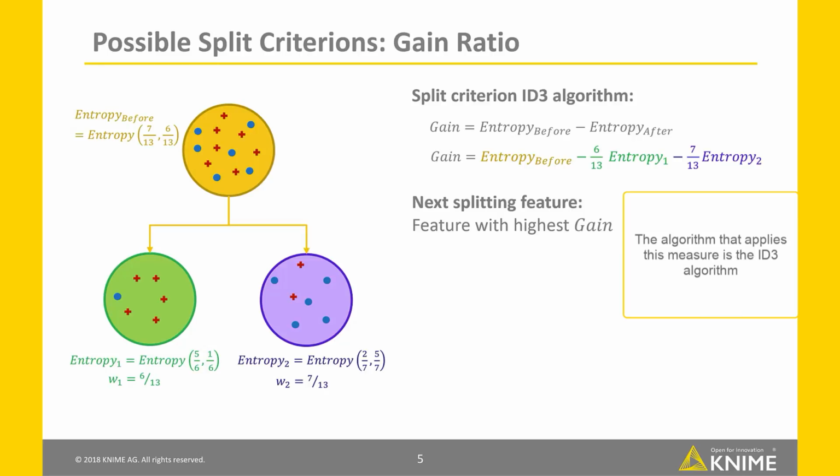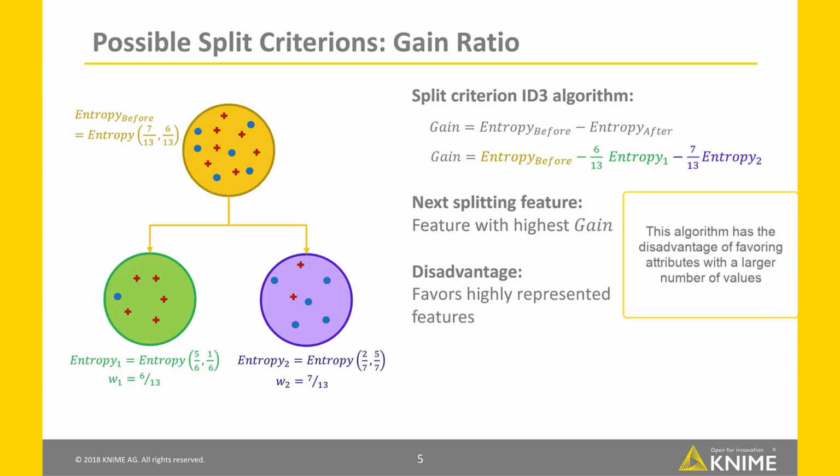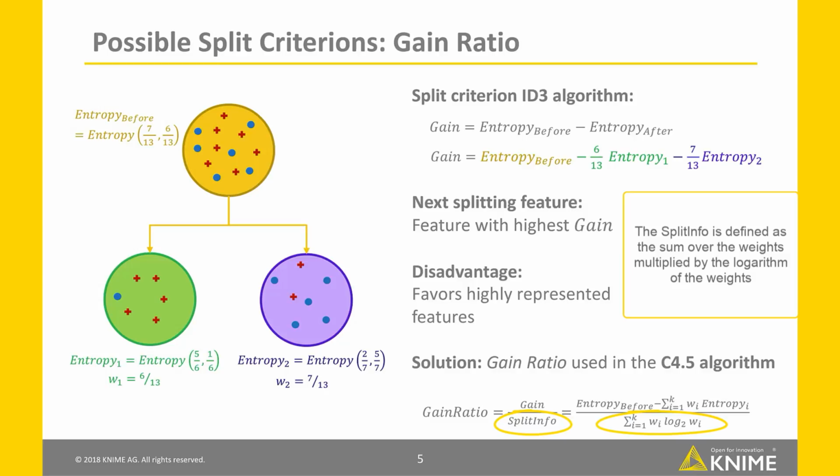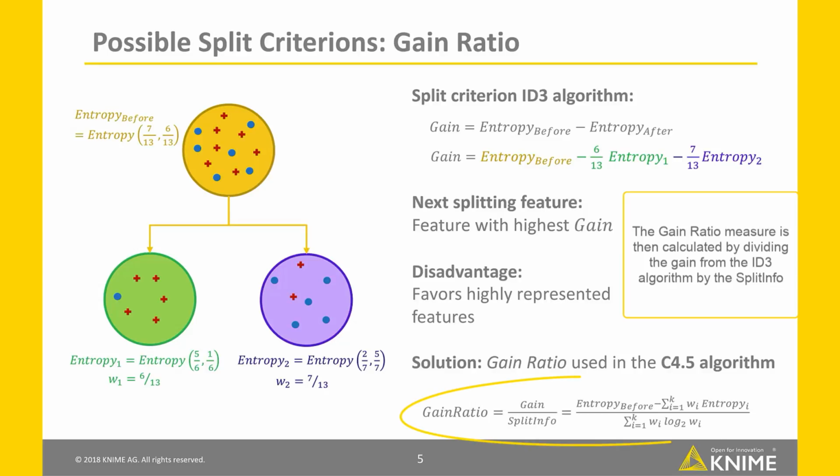The algorithm that applies this measure is the ID3 algorithm. This algorithm has the disadvantage of favoring attributes with a larger number of values. The gain ratio measure, used in the C4.5 algorithm, solves this problem by introducing the split info concept. The split info is defined as the sum over the weights multiplied by the logarithm of the weights. The gain ratio measure is then calculated by dividing the gain from the ID3 algorithm by the split info.